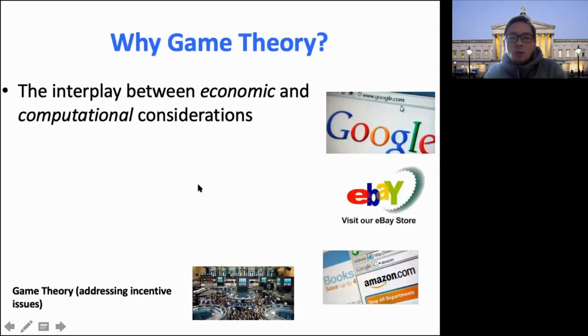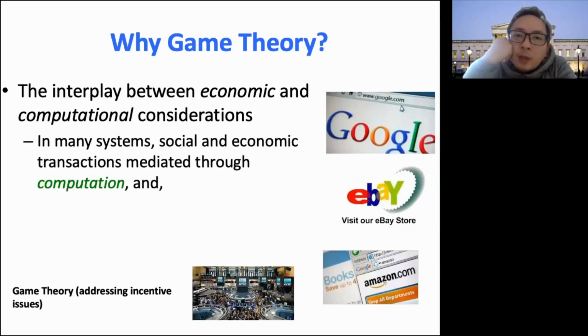So what is game theory anyway? Why do we need game theory? Although we're dealing with computational systems, and we do all these computational problems, in all these computerized systems there is also a social or economic transaction. When I say social or economic transaction, I mean you might have multiple people involved, multiple AI systems involved, and they are mediated through the internet, through those computations.